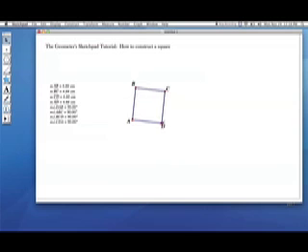Notice that the measurements of the sides changed, but the angles remain 90 degrees. This is truly a square. Now you have seen how to construct a square using GSP.